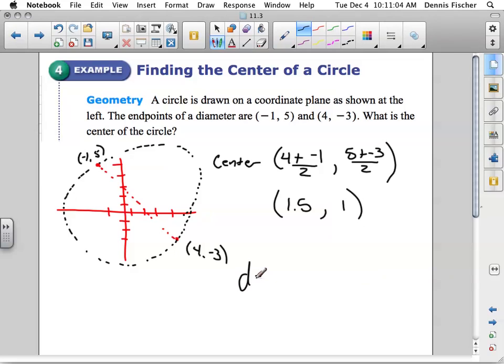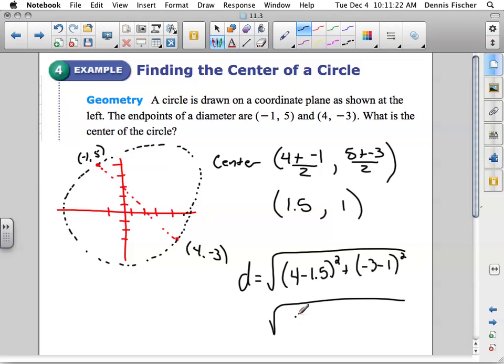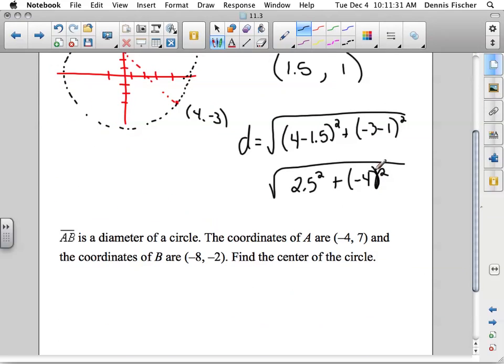I'm going to change the question here in a second. So distance equals, let's just use this midpoint and this point here. I'm going to take my x-coordinates, 4 minus 1.5 squared plus -3 minus 1 squared. Okay? And if I take the distance here, 2.5 squared plus -4 squared, I'm going to get 6.25 plus 16. I'm going to get the square root of 22.25. Okay? That's one way.